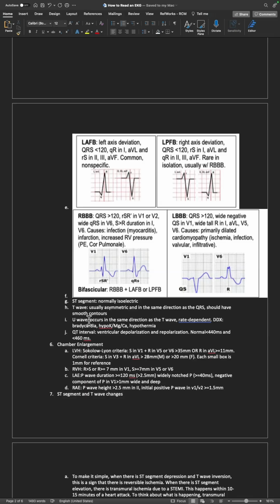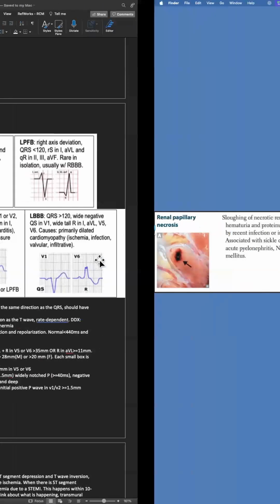Then we have the QT interval, in which there's ventricular depolarization and repolarization. A normal QT interval is less than 440 milliseconds in females and less than 460 in males. Let me just double check that.